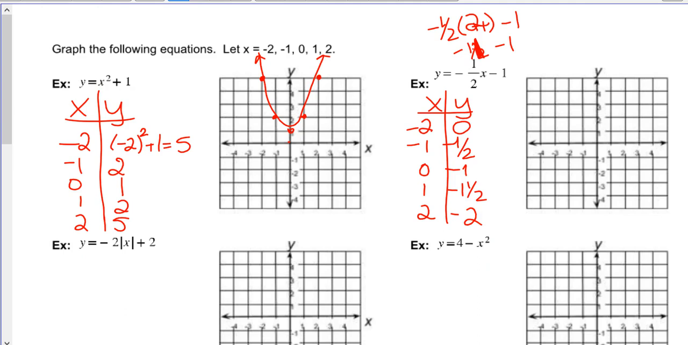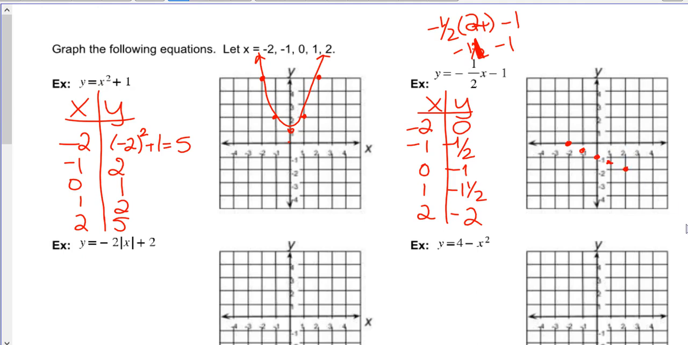Now let's see what we get when we do that. If I start at the origin and go -2, 0, that means I'm right here. Start at the origin, go over -1, down 1/2, so that gives me about here. At 0, I'm going down -1 for the point 0, -1. Go back to the origin, go over 1, down 1 1/2, which gives me about there. And from the origin, go over 2, and -2 gives me this point right here.